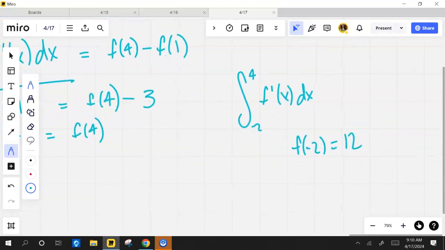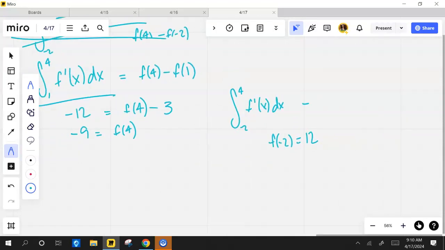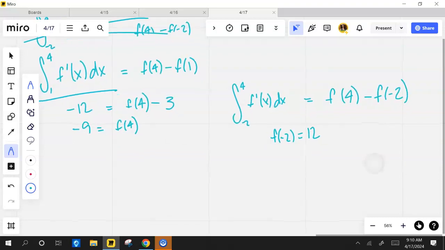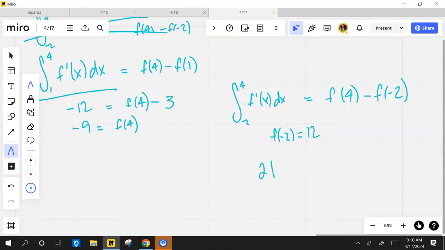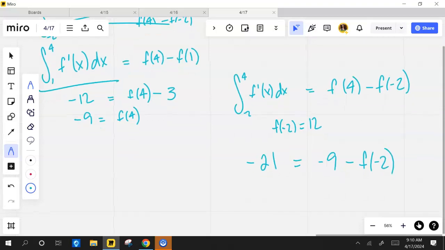So if I'm in this same mindset here, then f of 4 minus f of negative 2, well, from negative 2 to 4 would give me 21. Negative 21, actually. And I went kind of around my butt here because y'all did it a little bit better than I did. But I added 9.